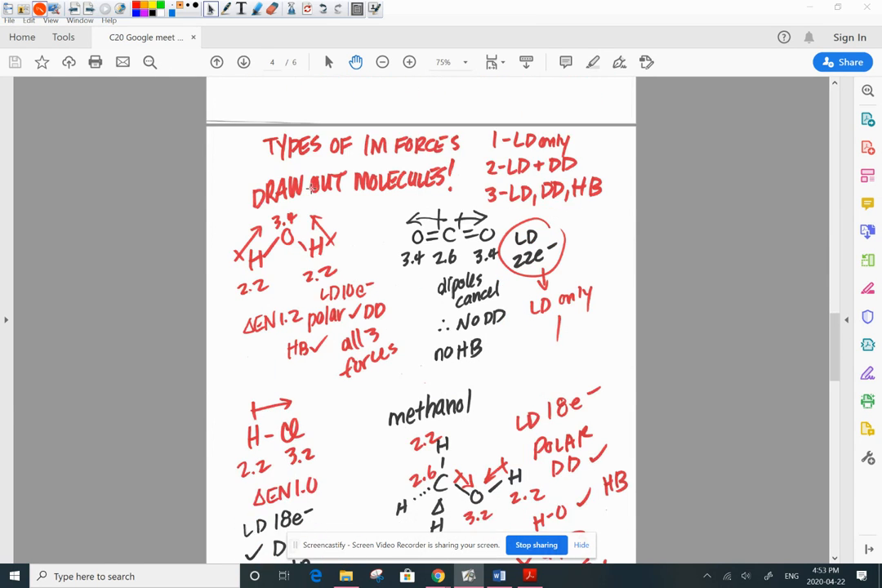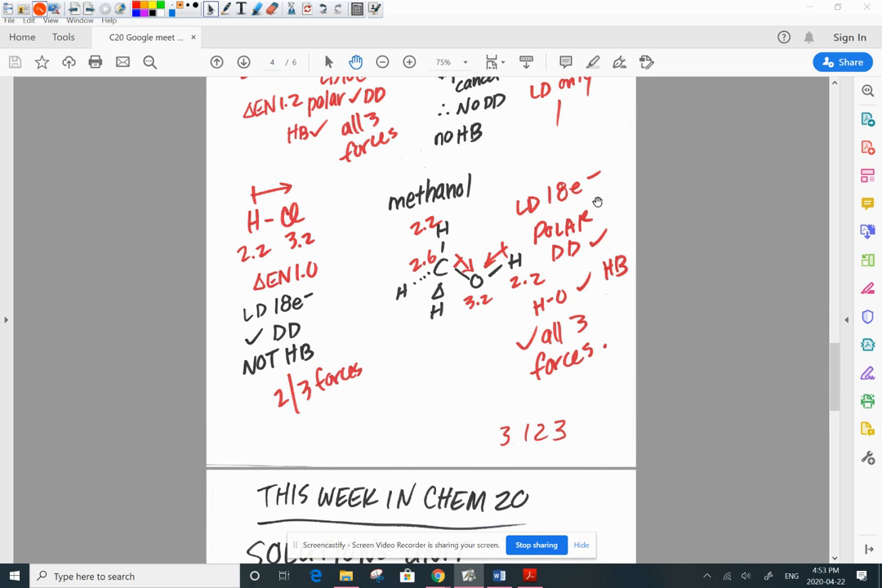Okay, again, when you're doing intermolecular forces, I've said this a couple times already, draw out your molecules. Decide: do they have London? Do they have London and dipole? Are they polar or not? Do they also have hydrogen bonding? For this example, there was a numerical response question, and I believe the answer was 3, 1, 2, 3.